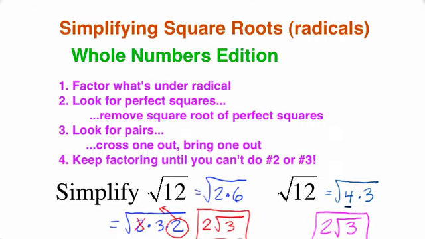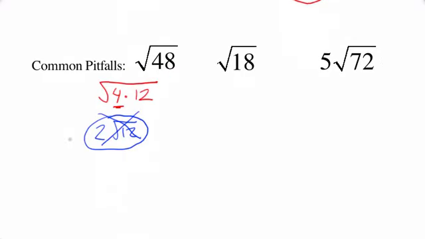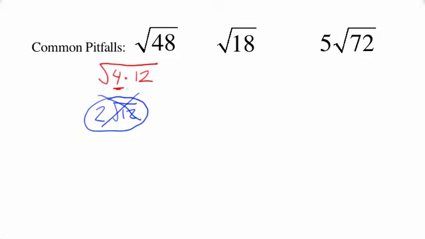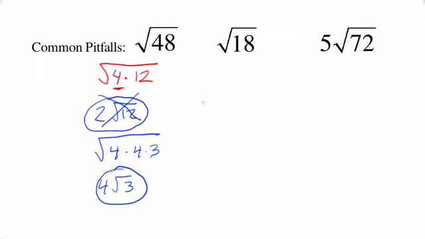Remember, with our rules, step number 4 is we're supposed to keep factoring until you can't do number 2 or number 3. Don't just factor once and then stop. We're going to keep factoring. So getting back to our problem, I really should have done more factoring. So instead of just stopping with that 4, I should have said, what's the 12? Well, there's actually another 4 underneath the 12. And my final answer is 4 root 3. That's the correct answer.